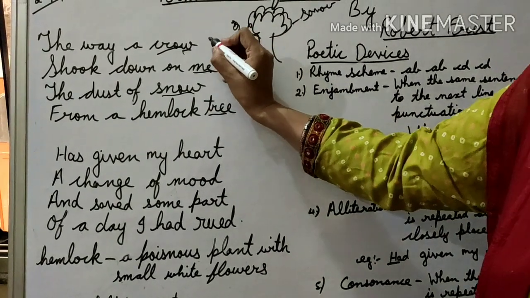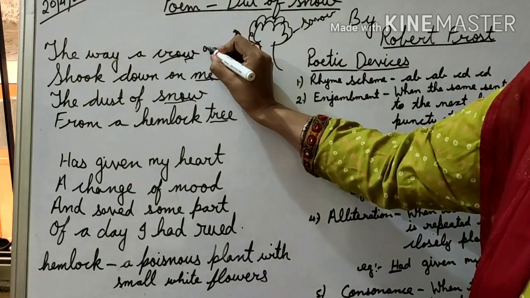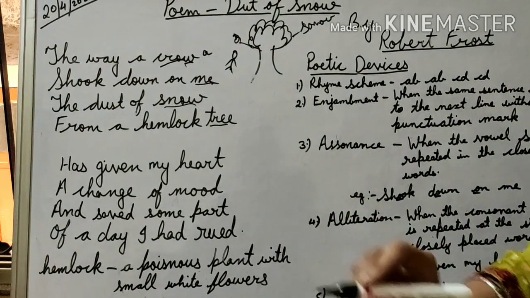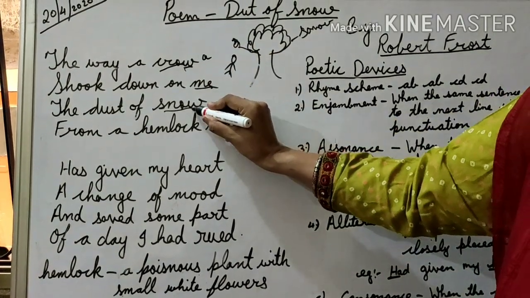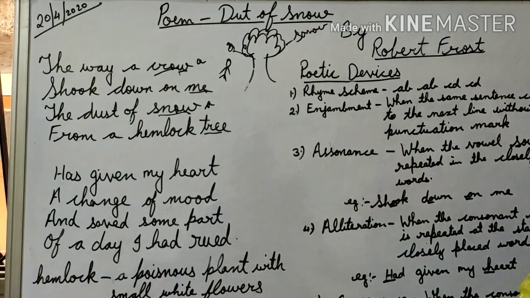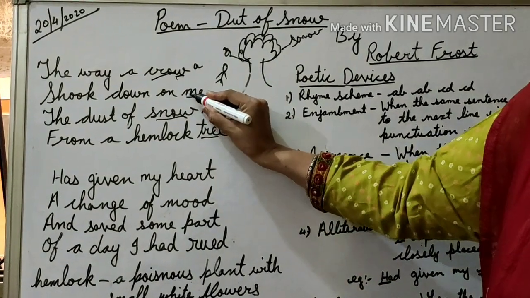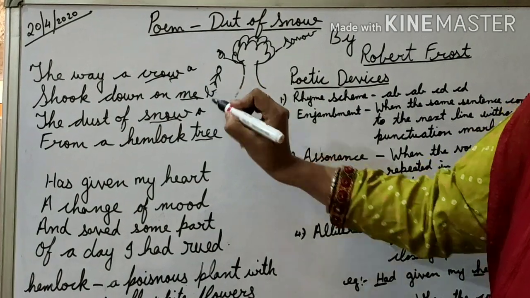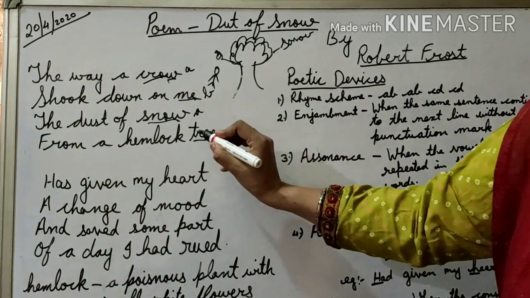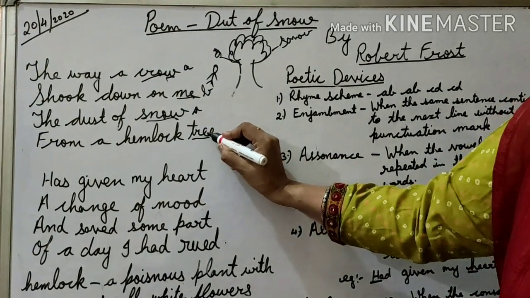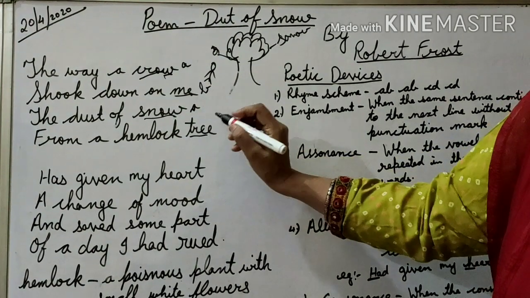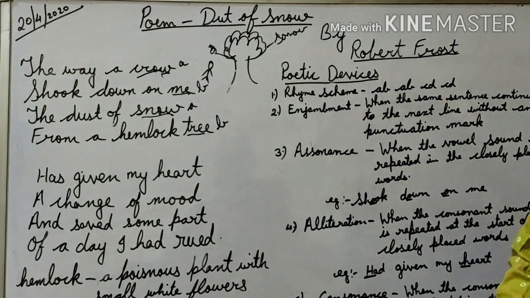So, we can see that Crow is the first line, so we name it as A. And this crow is rhyming with snow, so this is also A. Now second stanza, the last word is me, so we will name it as B. And the fourth line, the last word is tree, which rhymes with me, so we will name it as B.